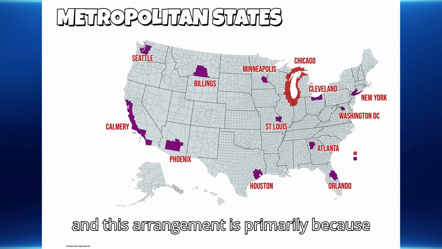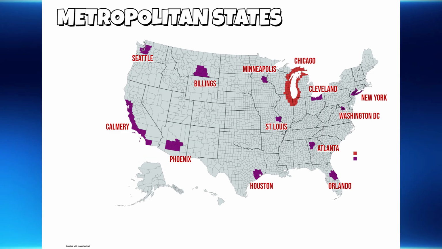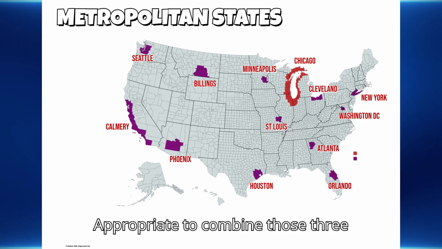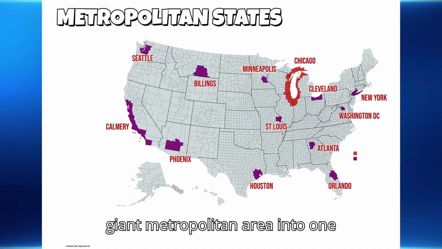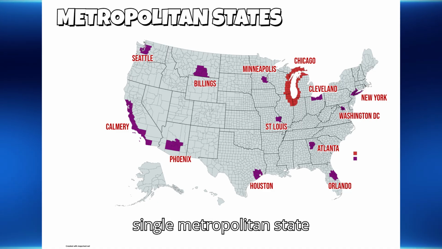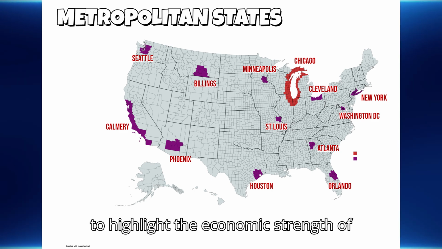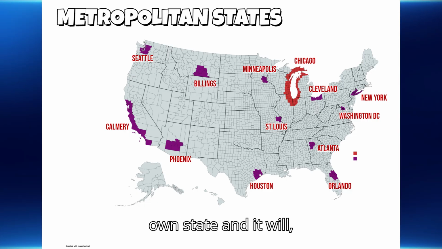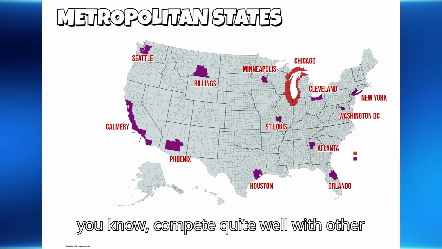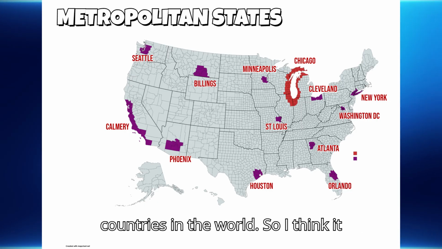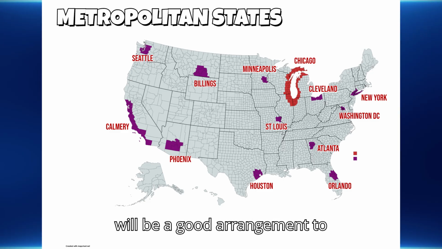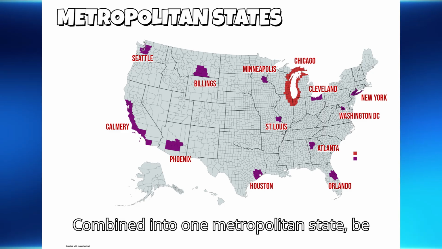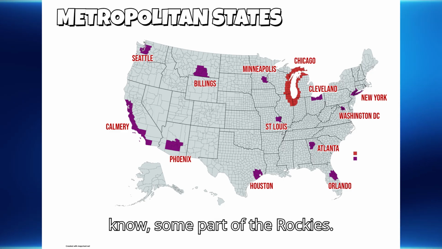And this arrangement is primarily because of the sheer economic powerhouse California is in real life. I feel it is appropriate to combine those three giant metropolitan areas into one single metropolitan state to highlight the economic strength of California. In real life, California can technically be its own country and compete quite well with other countries in the world. So I think it will be a good arrangement to see all those three cities combined into one metropolitan state, in charge of the West Coast and some part of the Rockies.